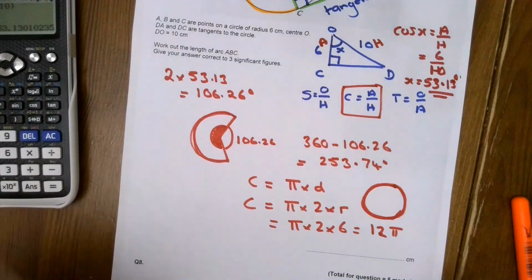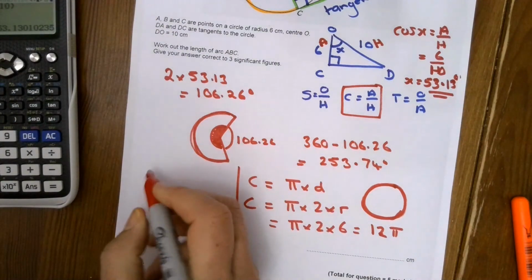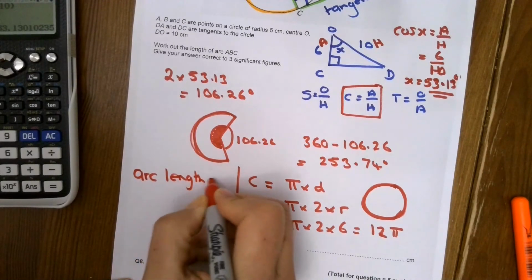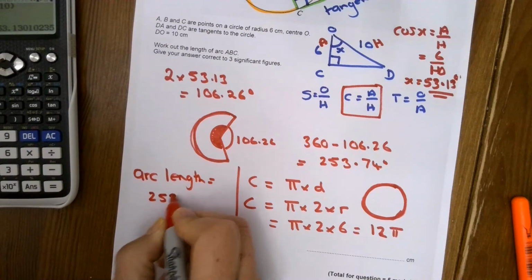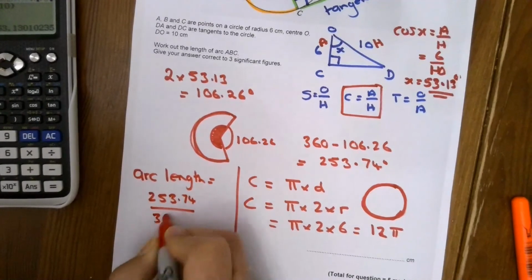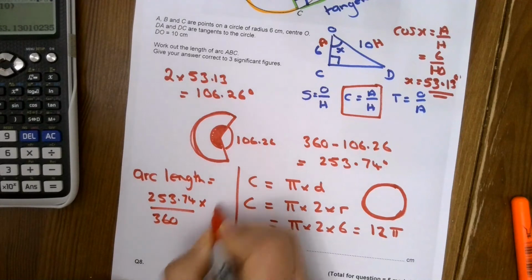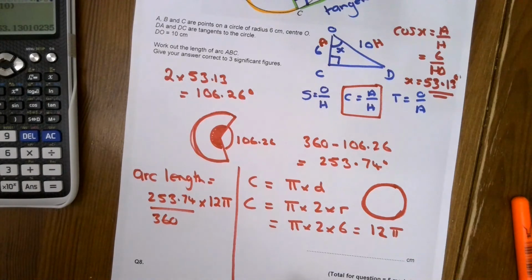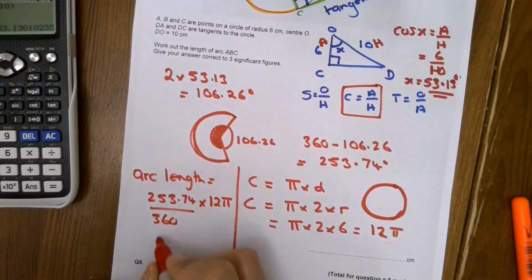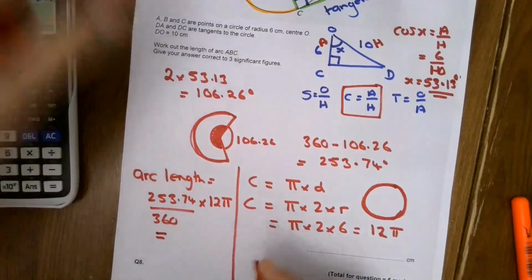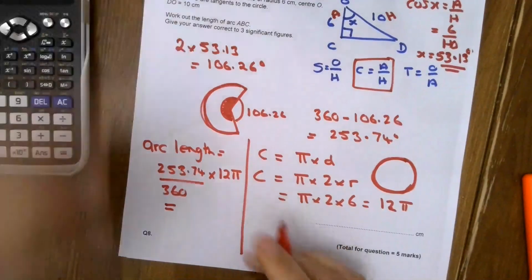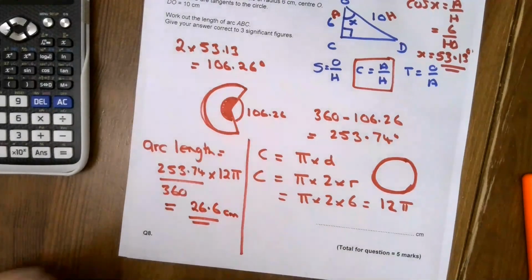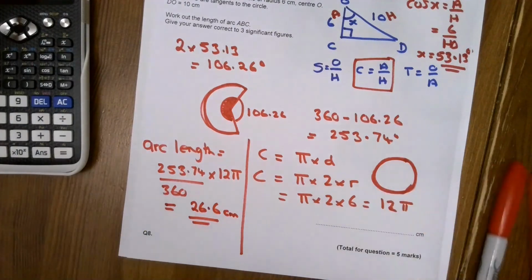So to find my arc length, I want a fraction of the circumference, and this is the fraction I want. The circumference is 12 pi. So if I put all of that into my calculator, you would get 26.6 centimetres to 3 significant figures. And it asks to do it to 3 significant figures in the question.